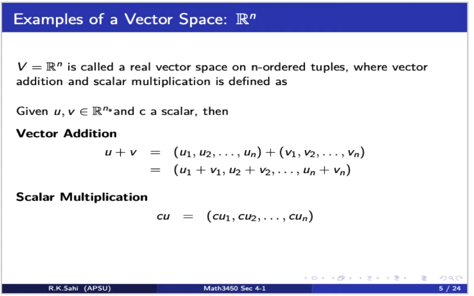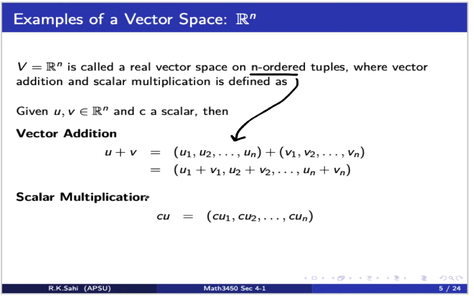So u and v are in Rn. u is a vector which is an n-ordered tuple, which means u1, u2, un. Remember, n-ordered means all these elements inside the vector u in Rn are going to be in a specific place. I'm making my life simpler by writing it as a row vector, plus v1, v2, vn. So basically we're adding the corresponding terms: u1 with v1, u2 with v2, un with vn. This is the normal vector addition we have learned.